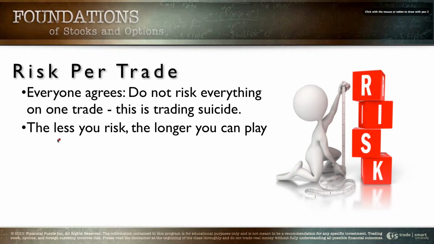Now that we've learned about risk and reward, the next discipline that we need to learn about is the risk per trade. Everybody agrees you do not want to risk everything on one trade. If you do risk everything on one trade, it is trading suicide, and everybody agrees on that one fact. So what we need to do is learn how we can pare that down. Think about it this way: the less you risk, the longer you can play the game.